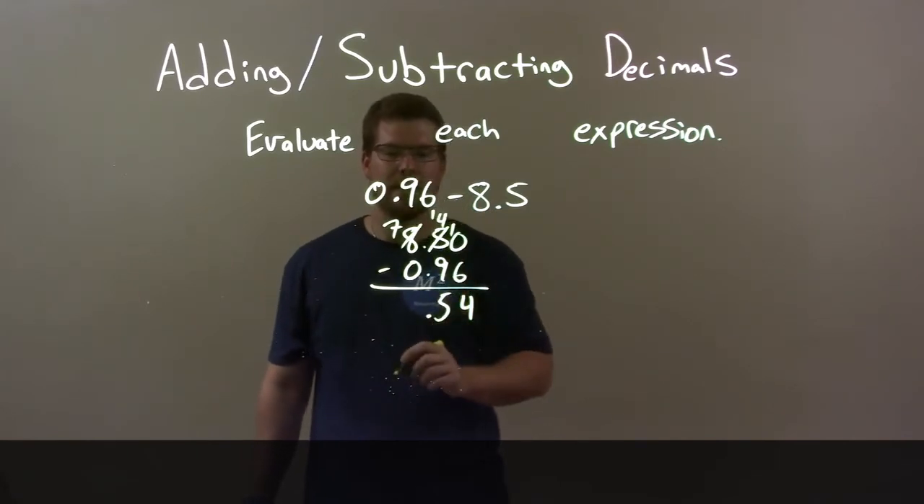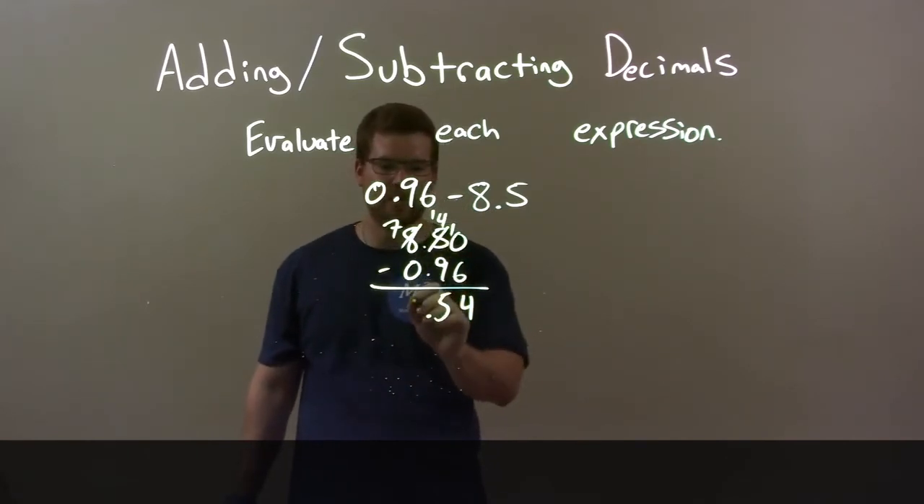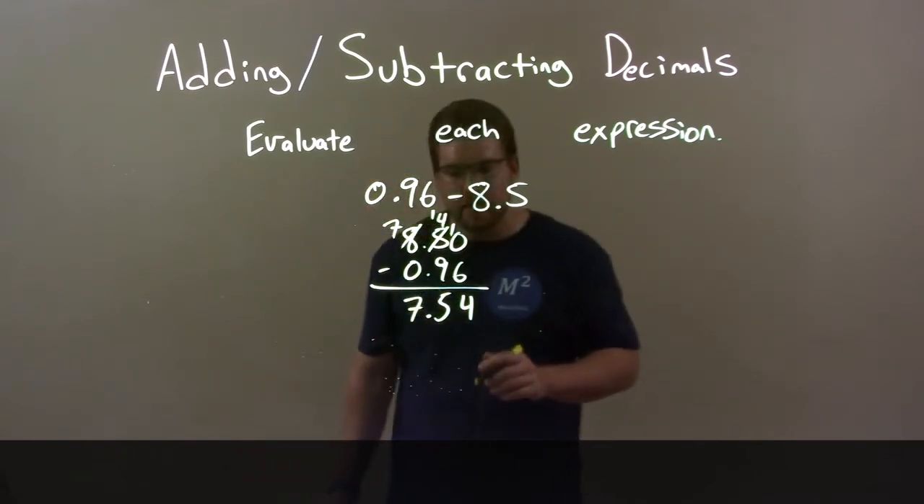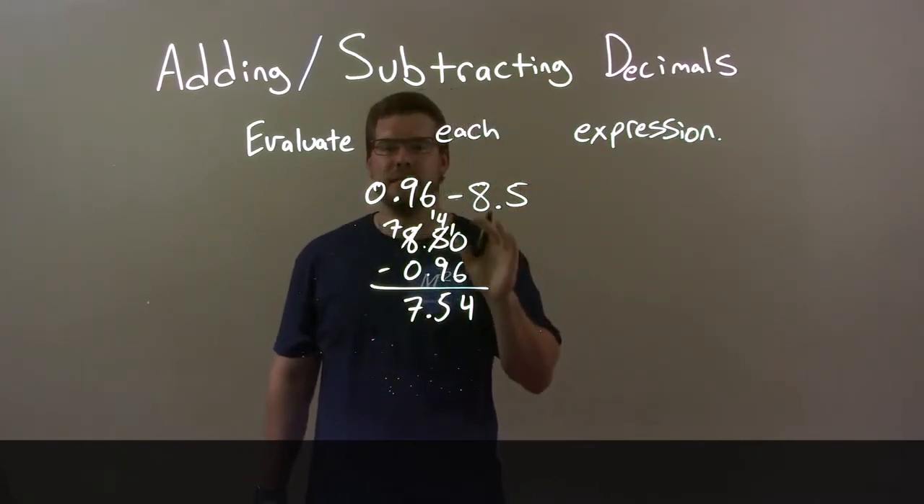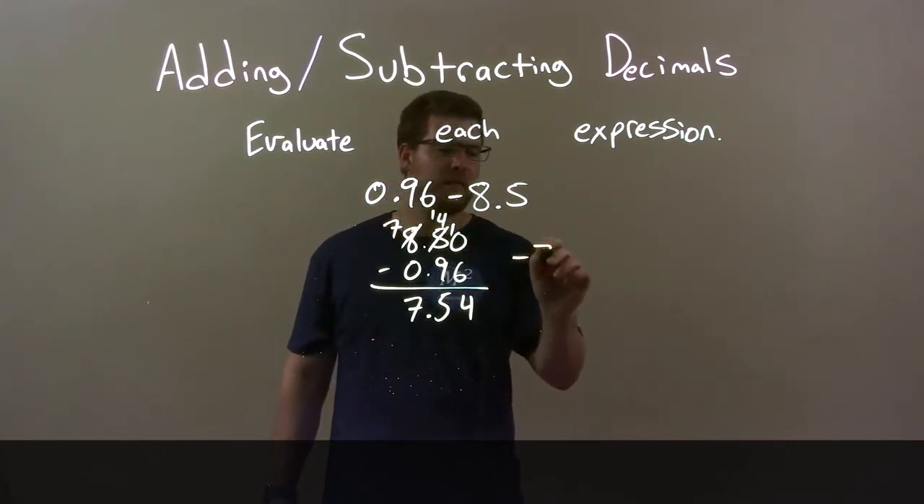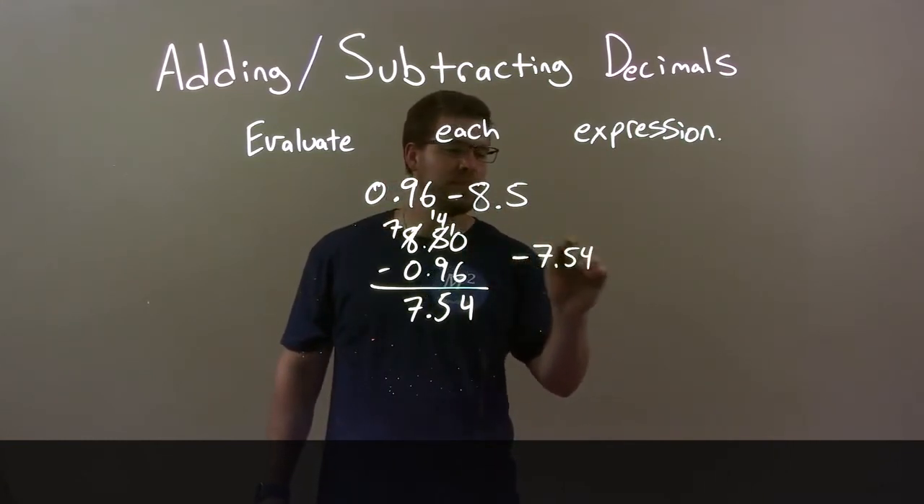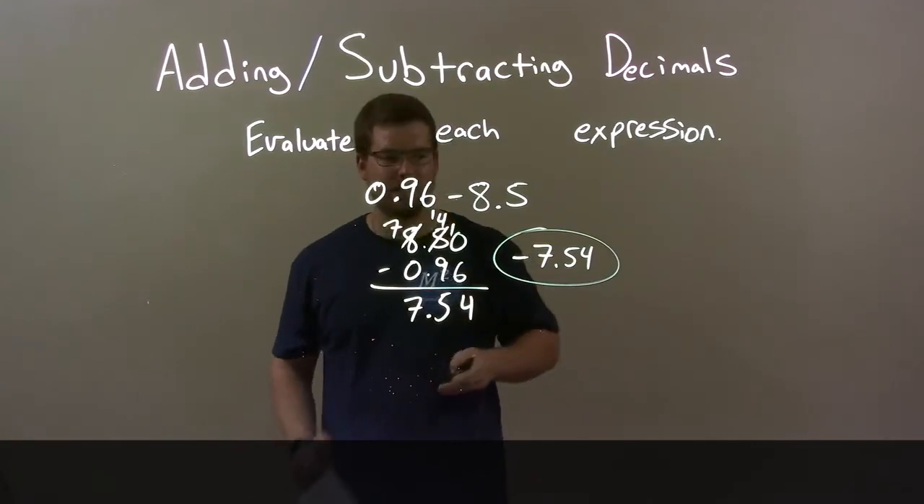Bring the decimal point down. 7 minus 0 is just 7. But again, we have 7.54. We need to make sure it stays negative, right? So put a negative there, negative 7.54, and there we have our final answer.